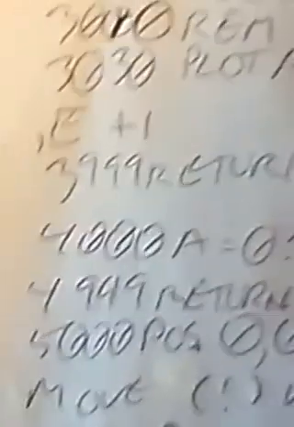3000 REM, that means it doesn't do anything. 330 PLOT A,E: PLOT A+2,E: PLOT A+1,E+1. Now go to 399. That's all in one line. 330. 399 RETURN.